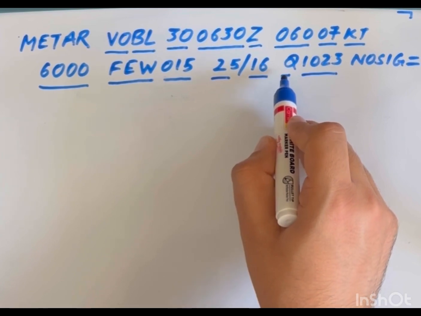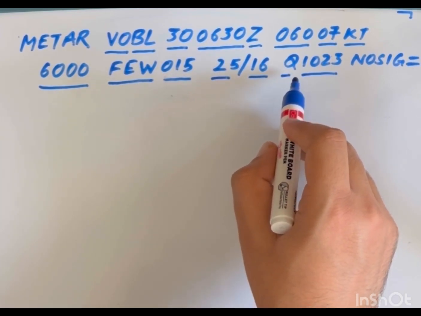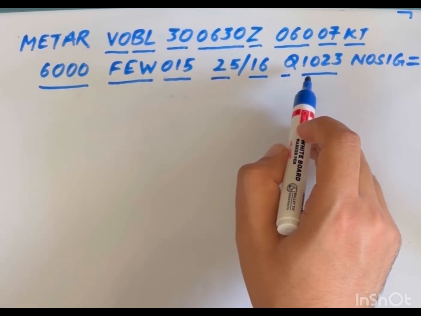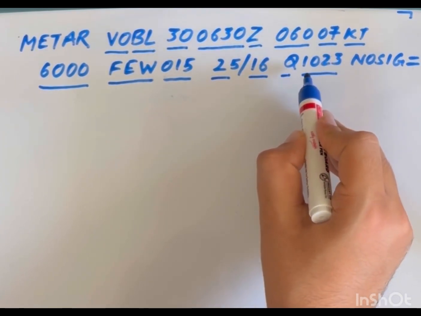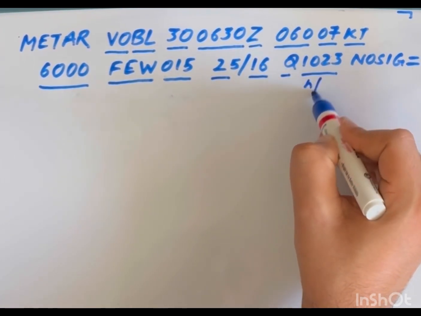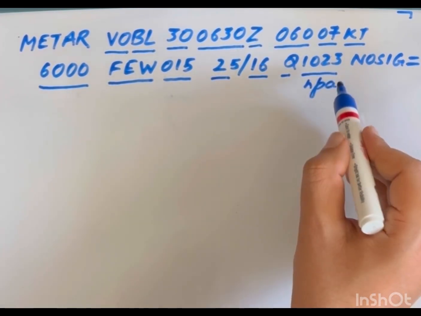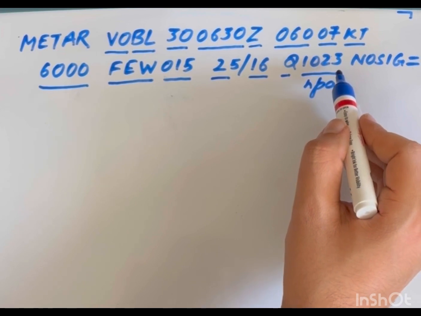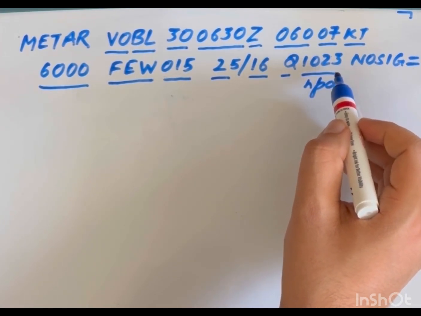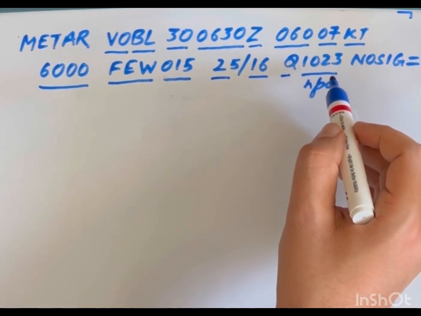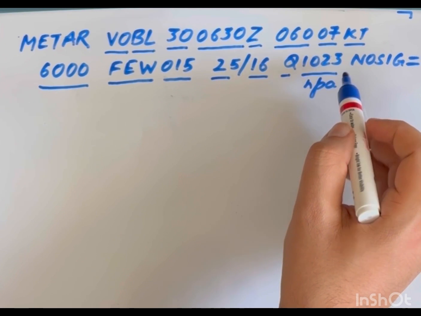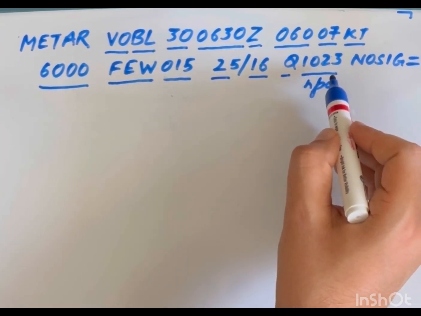So Q is basically the short form of QNH, that is the pressure setting, that is the pressure at that place. So Bengaluru has a QNH of 1023 hectopascals. We will refer to that as a high pressure area. Anything below 1013.25 hectopascals is low pressure and above 1013.25 is high pressure. So it is a high pressure zone as of now.